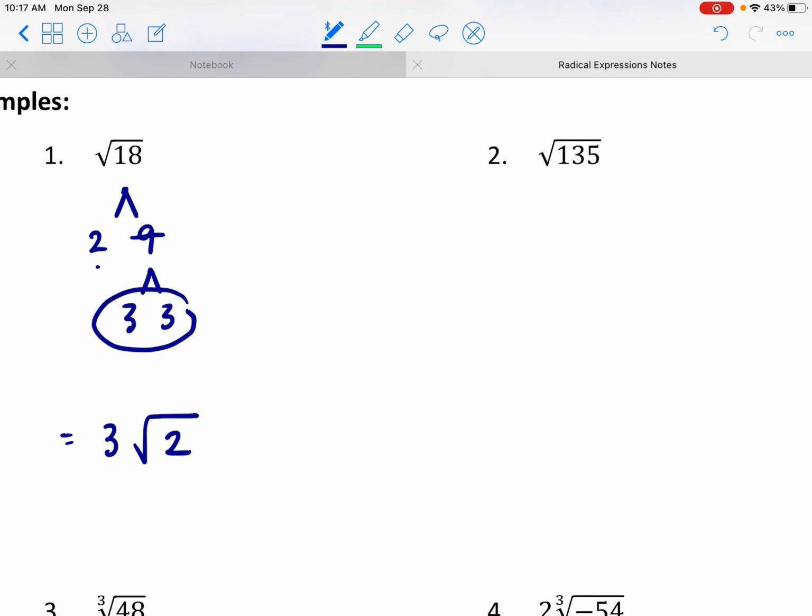So this one is not even, so I cannot divide by 2. But look at the sum of the digits. 1 plus 3 is 4, plus 5 is 9. That divides by 3, which means this number divides by 3. 3 is going to go in, let's see, 45 times.